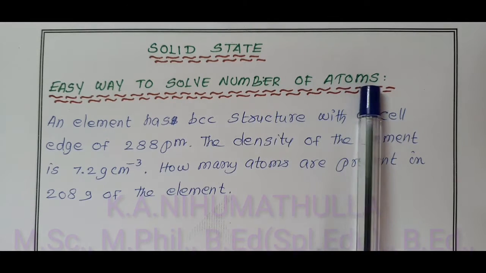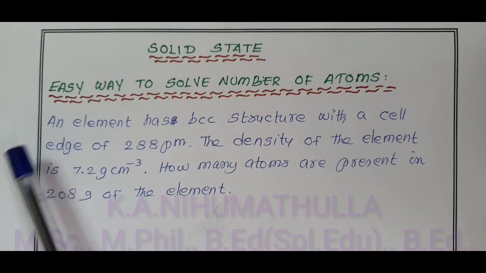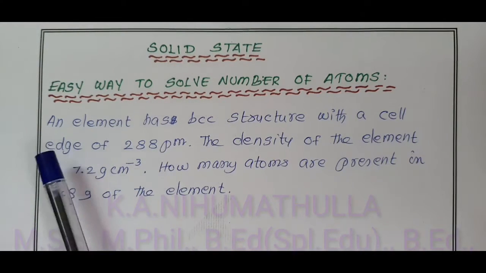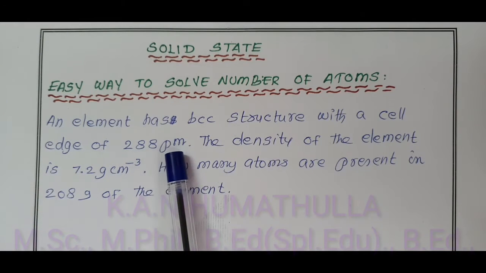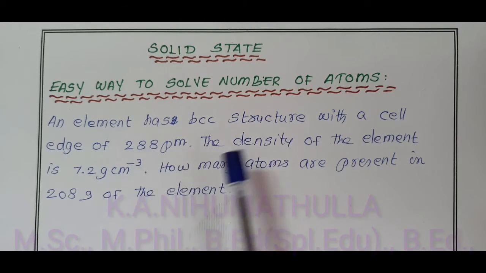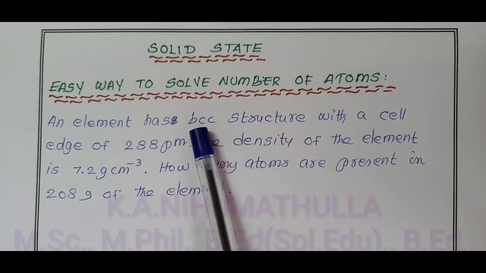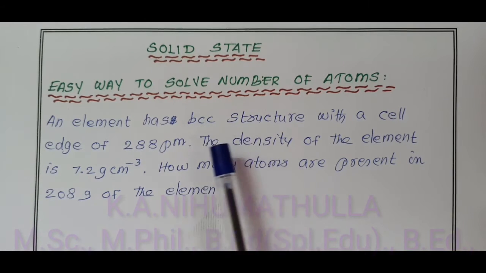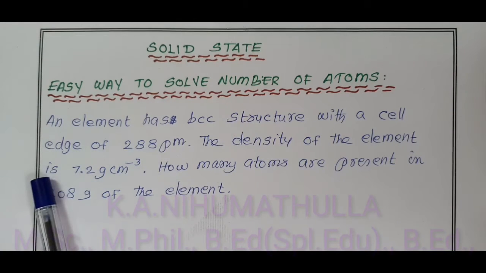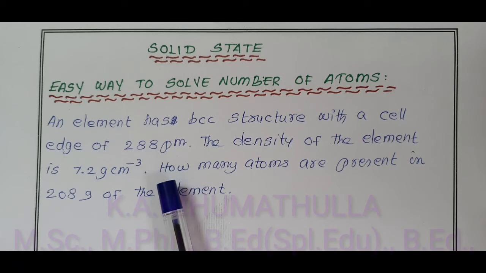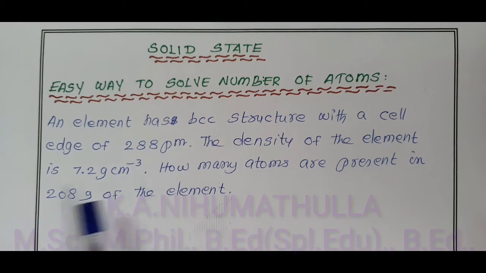Number of atoms of an element. The problem is an element has BCC structure with a cell edge of 288 picometer. Edge length a value is 288 picometer. BCC, from this we can write n value, the total number of atoms, is 2. The density of the element, rho value, is 7.2 gram per centimeter cubed. How many atoms are present in 208 gram of the element?